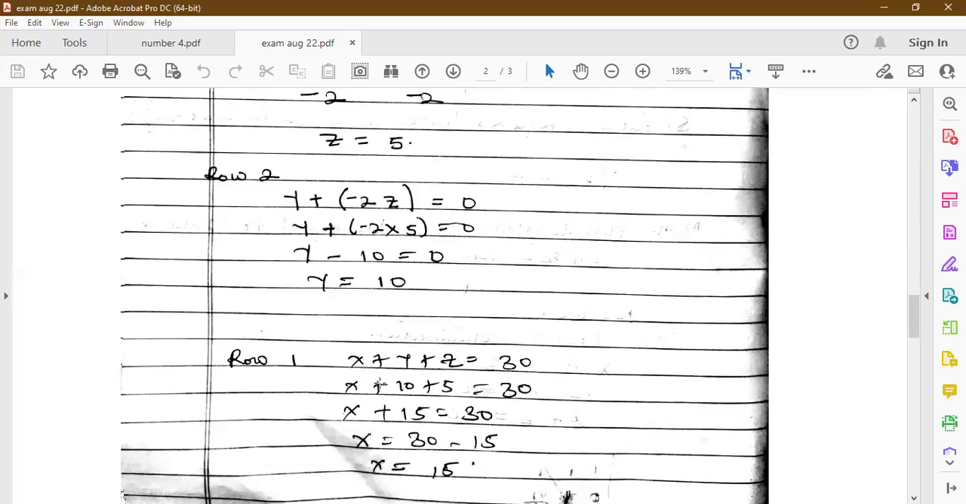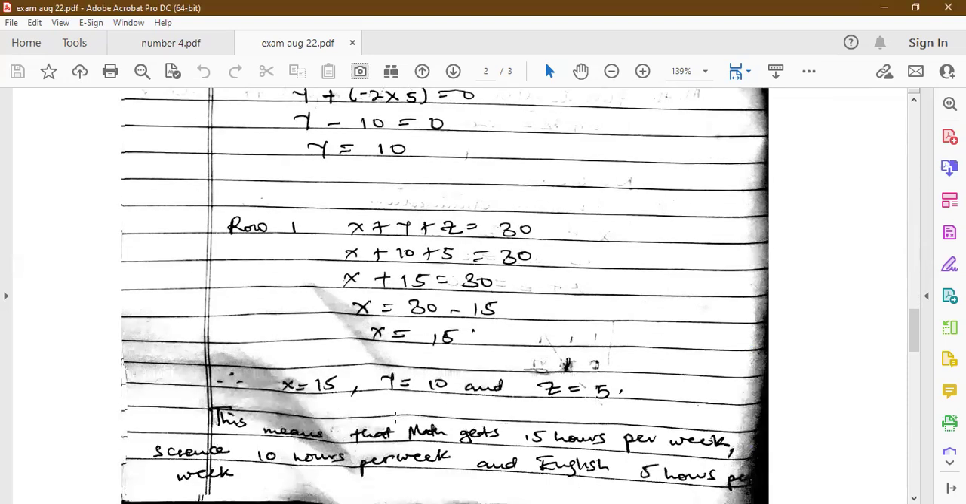Having obtained the values of unknowns Z and Y, we are going to substitute them into the original equation 1, which is X plus Y plus Z equaling 30. The value of Y is 10, the value of Z is 5. So we get X plus 10 plus 5 equaling 30. When you add 10 plus 5, you get 15. We can get the value of X if you cross 15 to the other side to become negative, and obtain the value of X as 15.